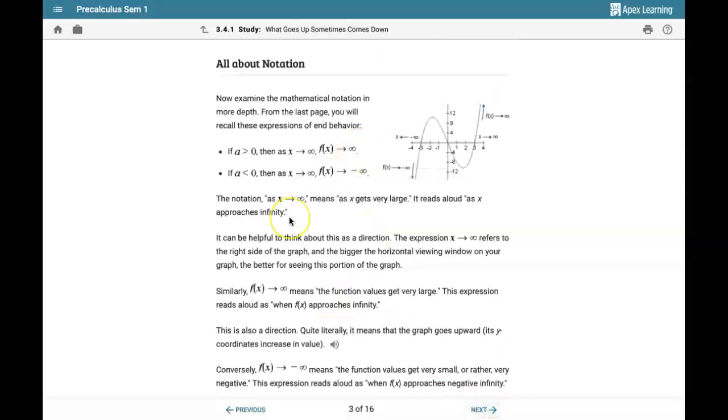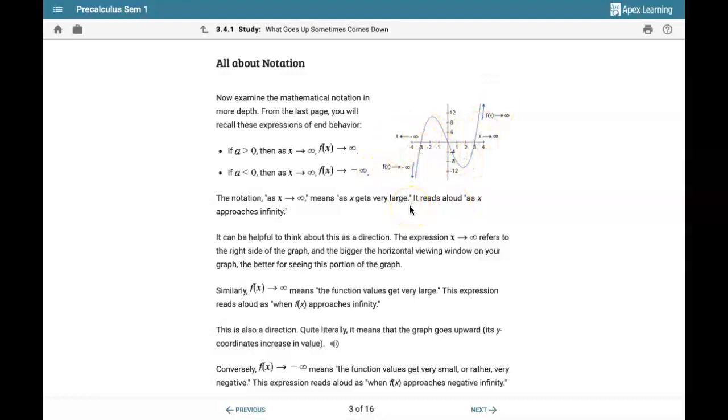So again, showing you what I kind of showed you here, but in a cleaner form, as x goes towards infinity, so we're going this direction, f of x or y will also go towards infinity. And this is saying if x goes towards negative infinity, f of x will go towards negative infinity as well.